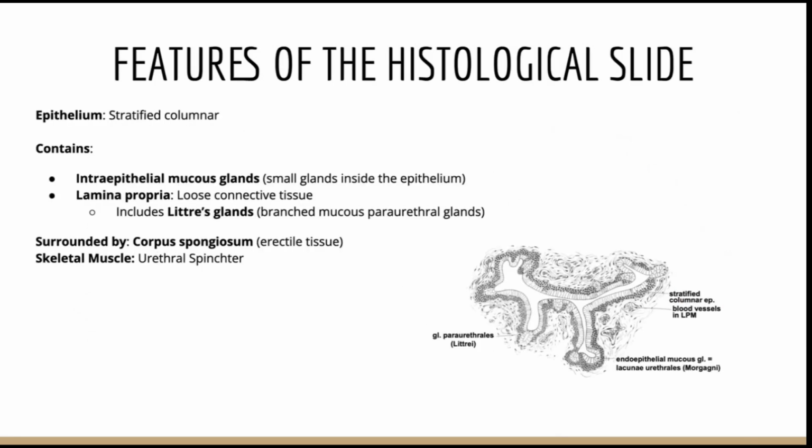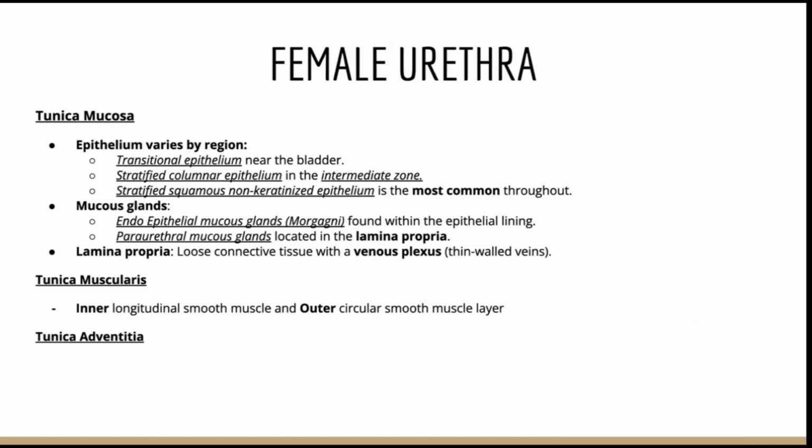When we talk about the features of the histological slide for the male urethra, you cannot see all the parts. This is the cavernous part of the male urethra. So you can see the epithelium would be the stratified columnar epithelium, and the lamina propria mucosa contains intraepithelial mucus glands as well as loose connective tissue. These are called Littre's glands. And it is surrounded by corpus spongiosum, which is an erectile tissue, again, which will be explained in the next seminar. And the skeletal muscle which is located in the male urethra would be the urethral sphincter.